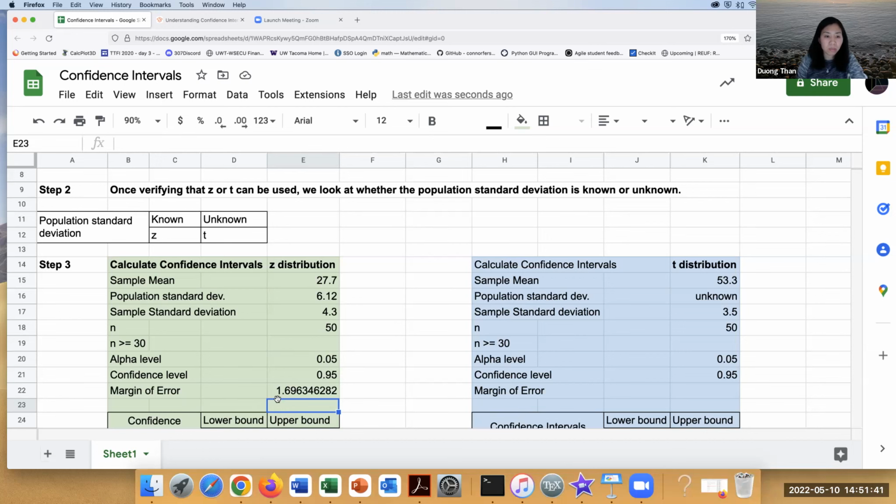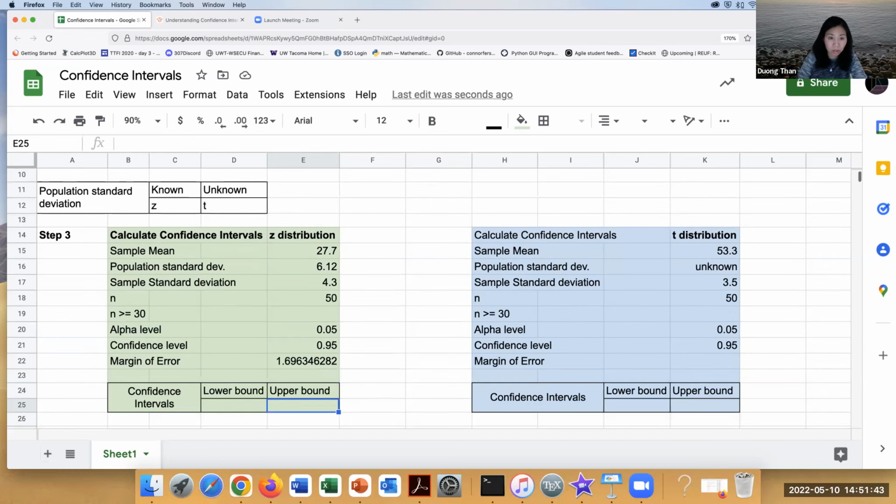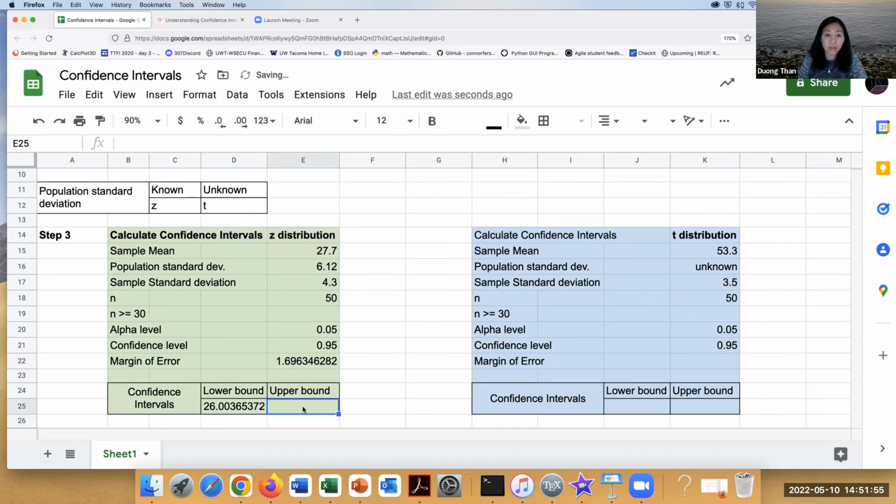So using the margin of error, you can construct the lower bound by subtracting the margin of error from the mean. So the sample mean minus margin of error. And you can calculate the upper bound using the mean and adding the margin of error. Okay, so we found the margin of error first, and then we can find the lower bound and the upper bound of the confidence intervals for this sample, given this population standard deviation.